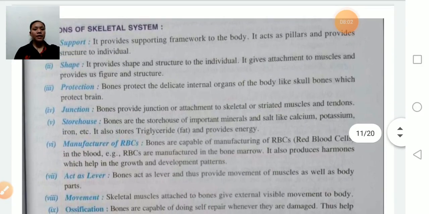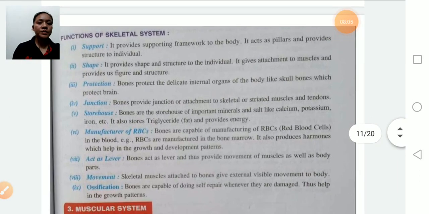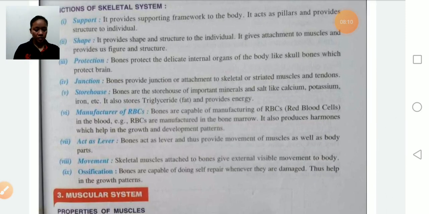Functions of the skeletal system. Support: it is a supporting framework to the body. It acts as pillars and provides structure to the individual.